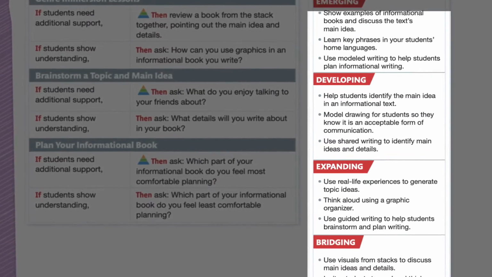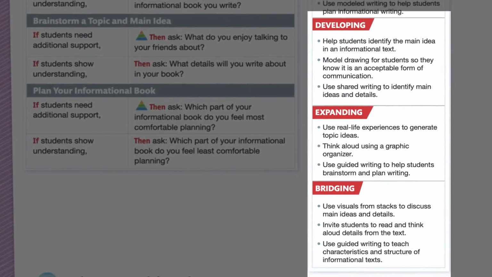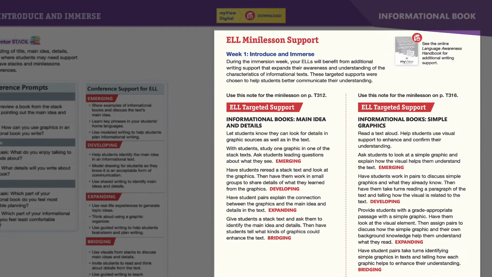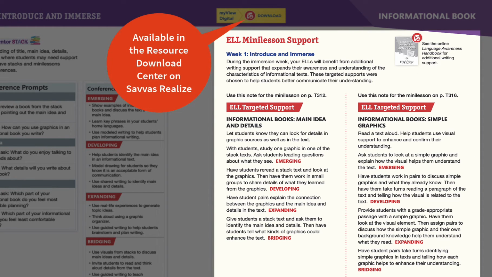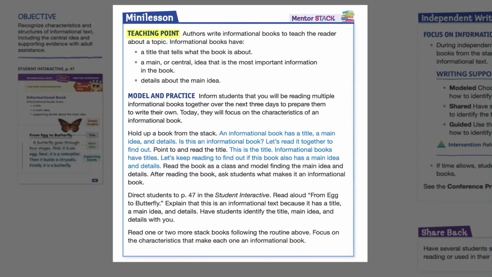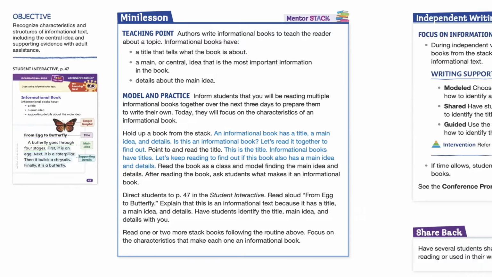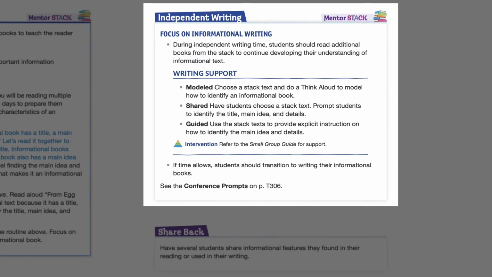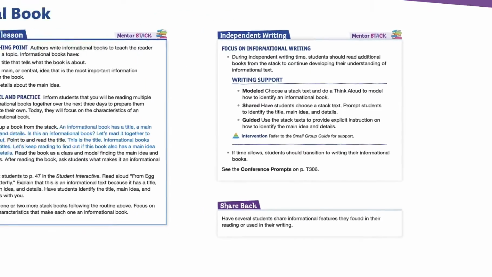Additional conference support is provided for all ELL proficiency levels. Writing support for English language learners is provided in the manual as well as in the Language Awareness Handbook on Savvas Realize. Each writing mini lesson provides a teaching point and modeling before the students practice. After each mini lesson, support for independent writing and shareback time is provided.